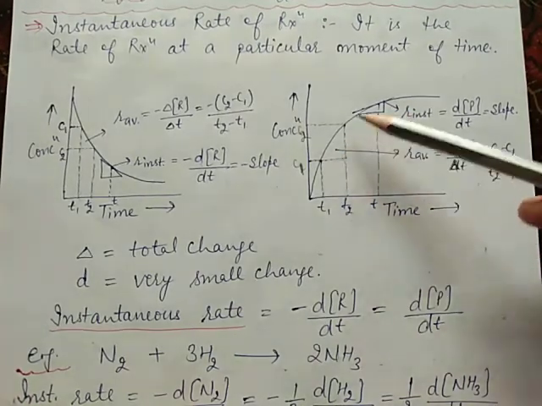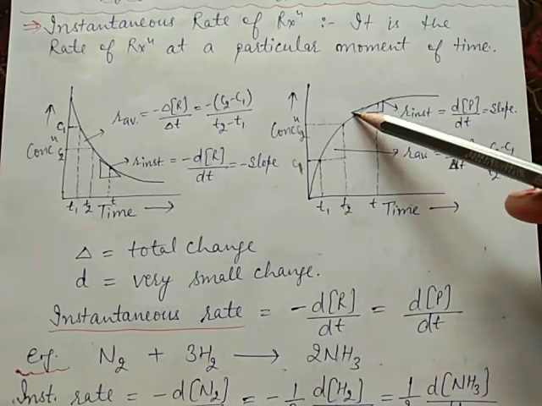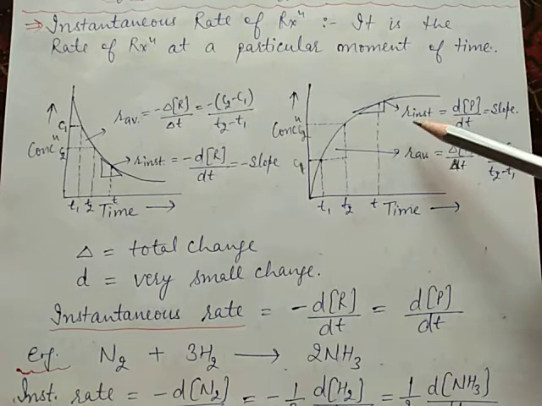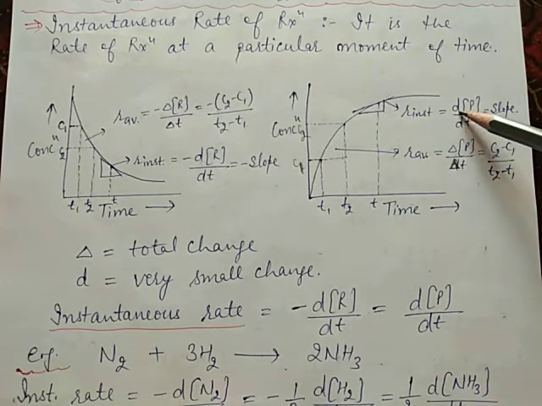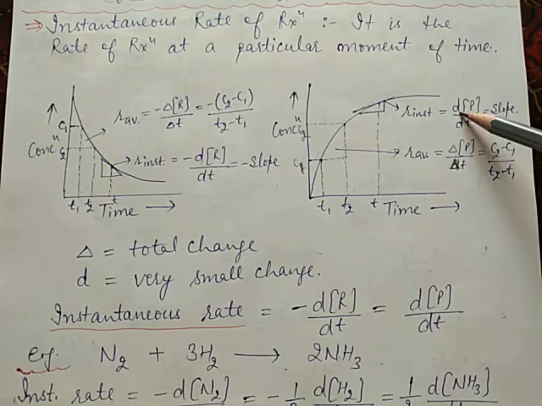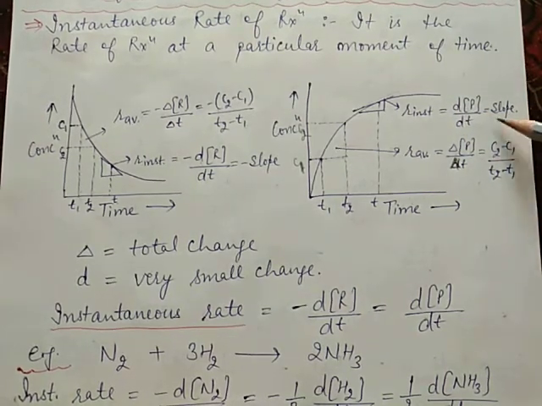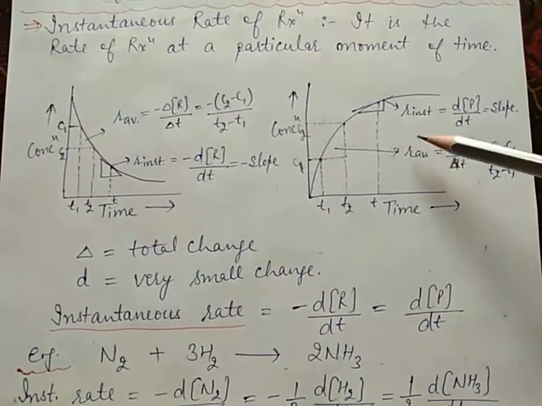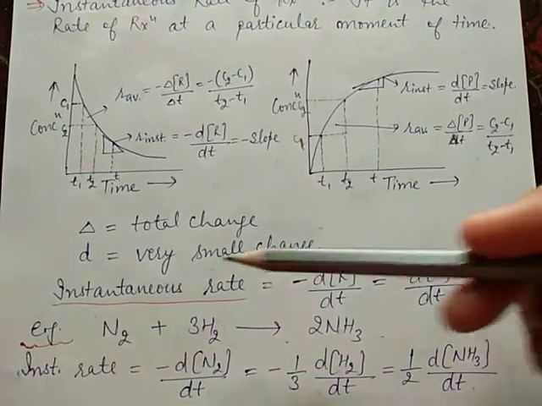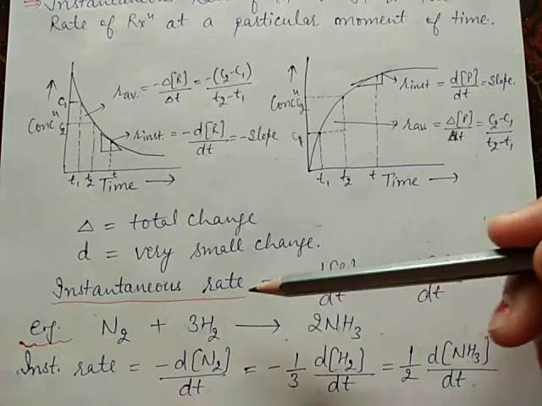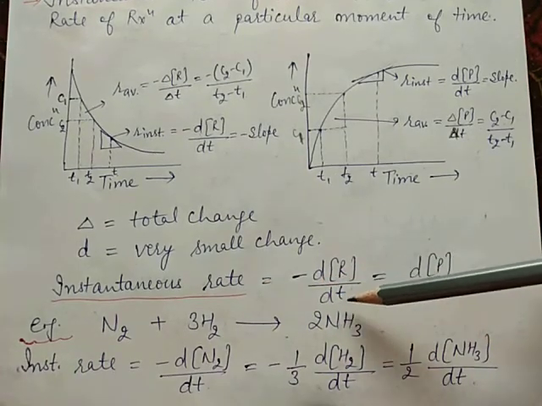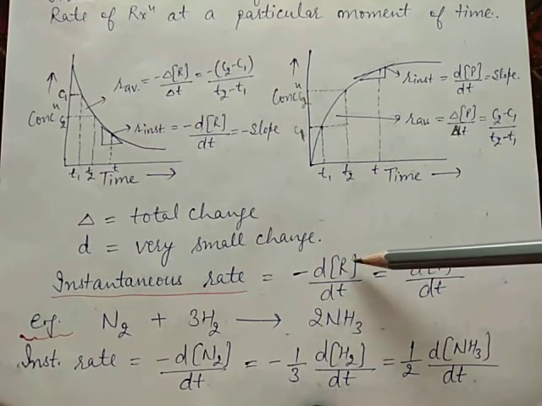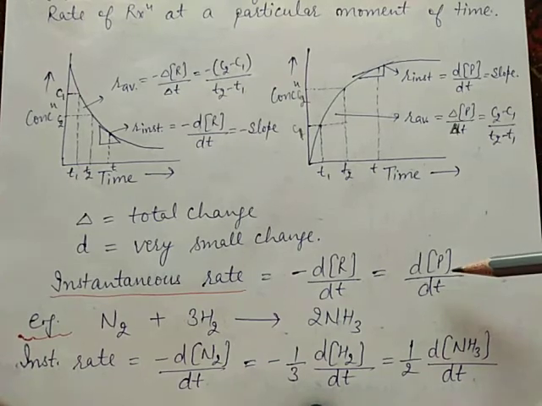So the instantaneous rate, that is this one, means very small change in the concentration. R instantaneous is equal to plus dP by dt. d is the very small change, that is equal to slope. It becomes positive because concentration of product increases with time. Now the formula of instantaneous rate is equal to minus dR by dt is equal to plus dP by dt. R is the concentration of reactant and P is the concentration of product.